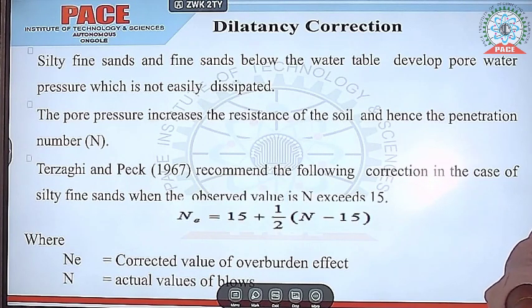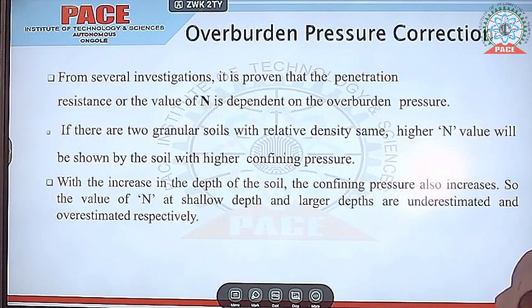Next is the overburden pressure. From several investigations, it is proven that the penetration resistance value also depends upon the overburden pressure. If there are two granular soils with the same relative density, the higher N value will be shown by the soil with higher confining pressure. With the increase in depth of the soil, the confining pressure also increases. So the value of N at shallow depths and larger depths are underestimated and overestimated respectively.